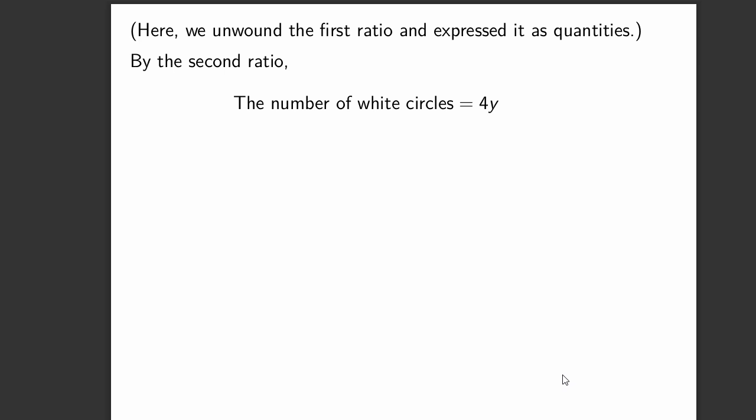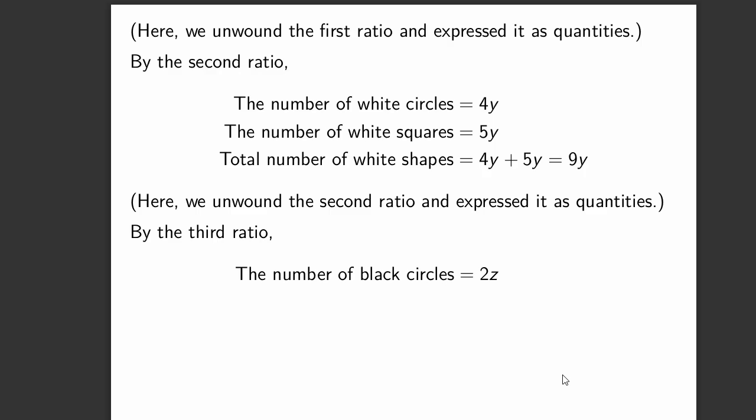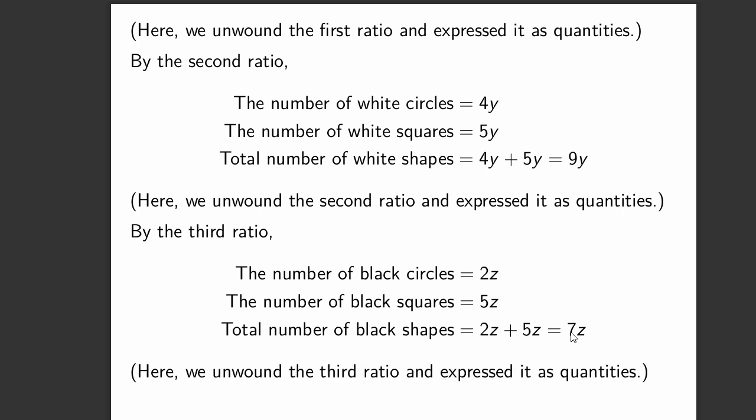The second ratio gives us the number of white circles as 4y and the number of white squares as 5y, because this ratio is 4 to 5, white circles to white squares. Then the total number of white shapes should be 9y. Now we come to black shapes. The ratio of black circles to black squares is 2 to 5. So the number of black circles is 2z. The number of black squares should be 5z. Here we are using this third and last multiple z. And the total number of black shapes is 7z. Alright, so here we unwound the third and last ratio and expressed all the quantities.